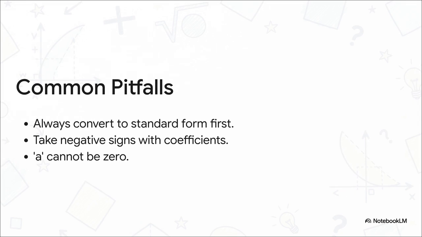To make absolutely sure you never fail at this, you've got to avoid a few common pitfalls. First, always convert your messy equation into standard form before you pull out your a, b, and c. When you do pull those coefficients out, you have to take the negative signs with them. If the equation says minus 5x, your b is negative 5, not just 5. And lastly, look at the denominator of our ultimate formula, 2a. Dividing by 0 is a mathematical sin, which proves perfectly why our very first rule today was that coefficient a cannot be 0. It all comes full circle.